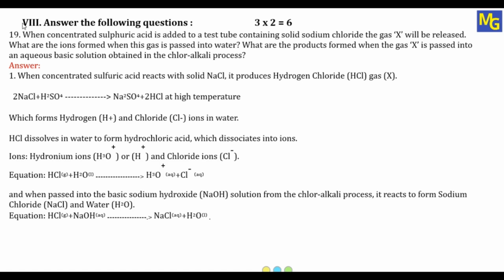So now we are going to start with question number 8, and here again answer the following question, and we have to answer 3 questions. Each question carries 2 marks, so total marks from this section we are going to get is 6. So we are going to start with question number 19.